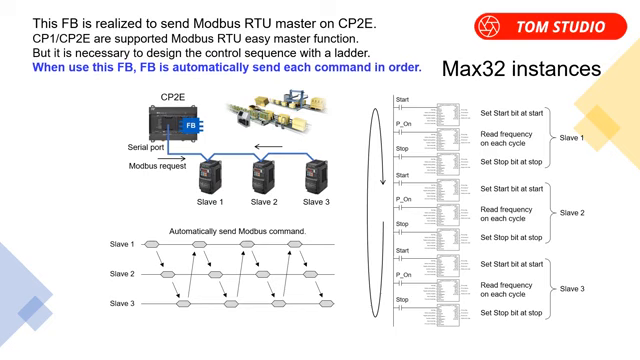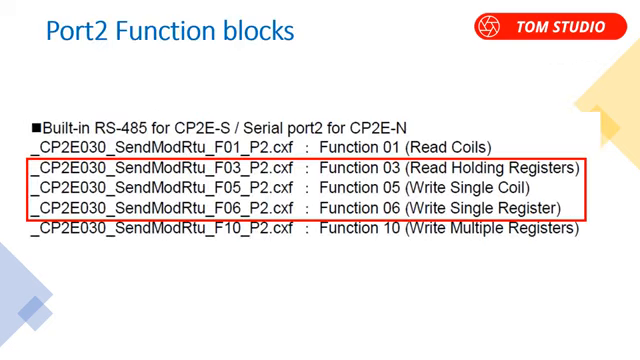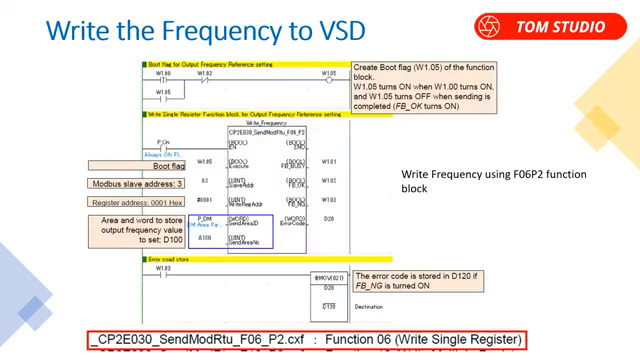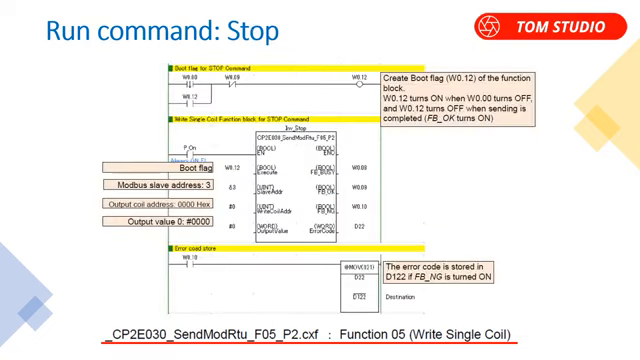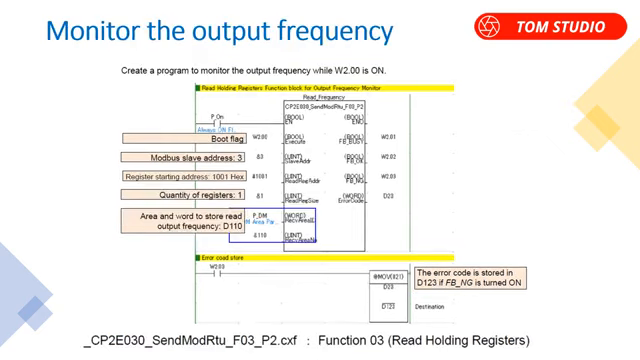In this example, we are using function 3, 5, 6, 3 different function blocks to control and monitor the 3G3MX2 VSD. Using the send Modbus function 6 function block to write frequency to the 3G3MX2 VSD. Using the function 5 write single coil function block to enable VSD run. The same method, using the function 5 write single coil function block to stop the VSD. Lastly, using the function 03 function block to monitor the VSD output frequency.